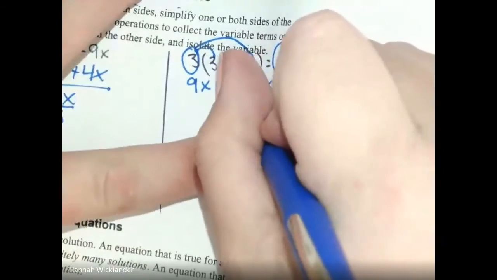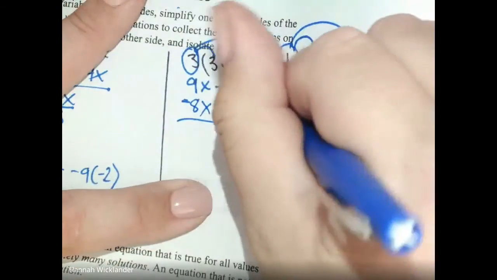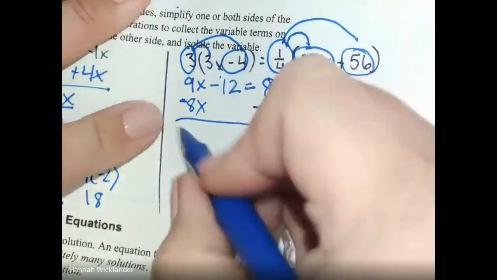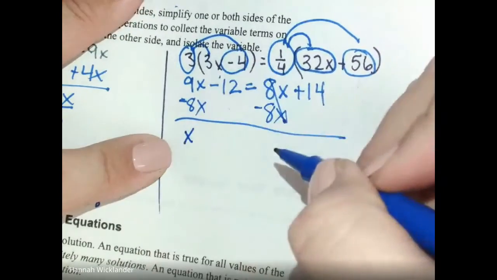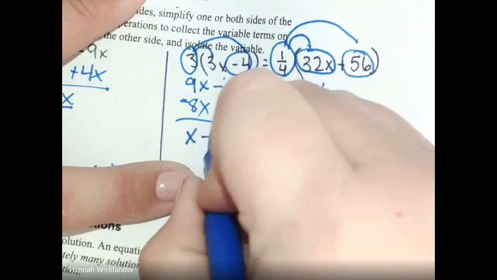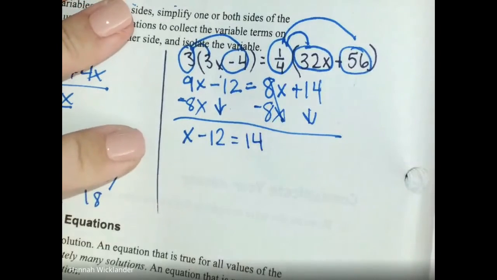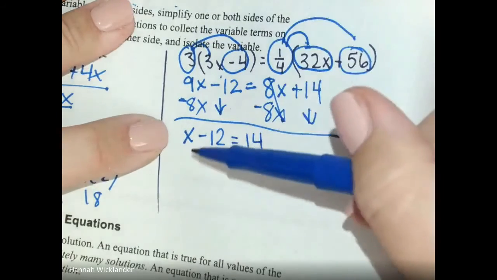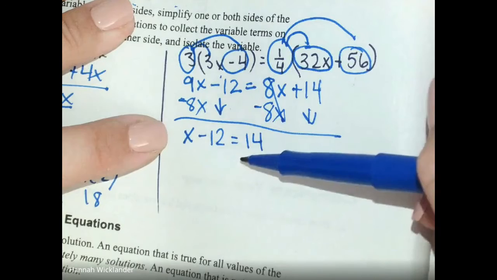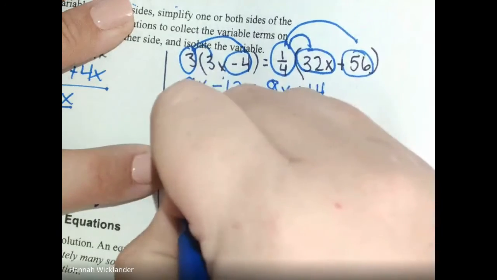So to move the 8, I'm going to do the opposite, which is subtract. So those will cancel out. 9 minus 8 gives me just x. And then I'm going to bring down what's left over. So I have x minus 12 equals 14. And now I'm going to solve for x. So I'm going to get the constants on one side and the variable on the other. So I'm going to add 12 to both sides.